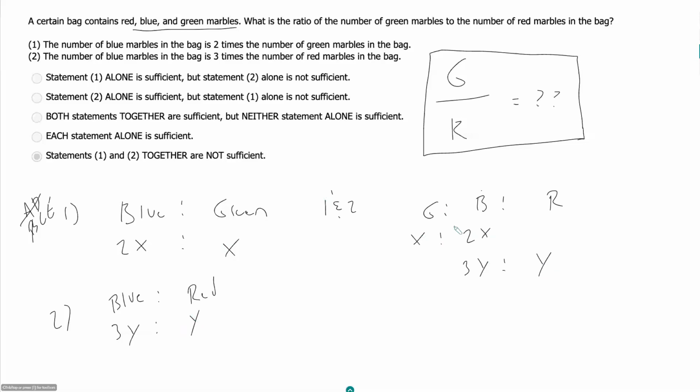Now, what do we know when we put our 2 ratios together? Well, they are connected through blue. And so we know 2x must be equal to 3y, because these are the same set of blue marbles. It's not like I have one set here and one set here. This is the same group of blue marbles. And so based on this, I can get everything in terms of a common multiplier. So let's put everything in terms of x.